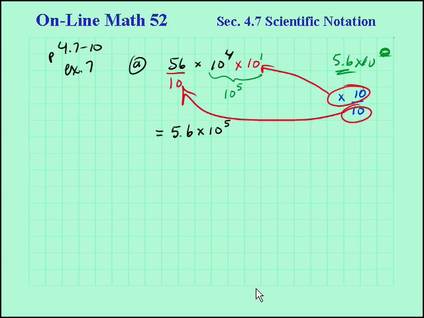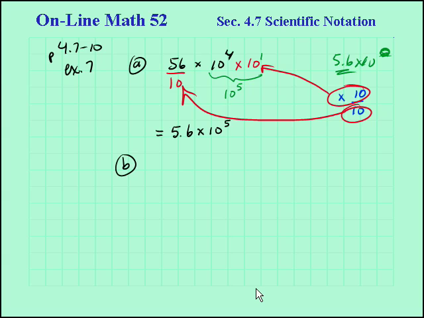scientific notation number. 56 times 10 to the 4th, again, it's not in proper form because that 56 is too large. It has 2 whole number digits and we only want 1. So we've got to make it 5.6, and we do that by dividing by 10. And then over here we'll multiply by 10, or 10 to the 1st power, to counteract that. So we add the exponents together, 10 to the 5th, and there we go.